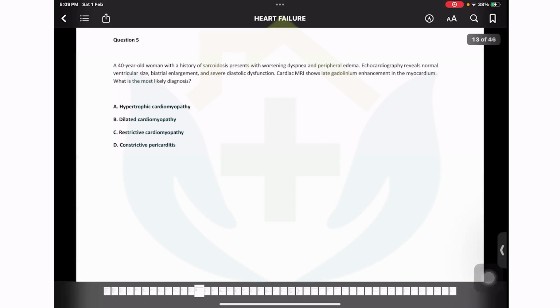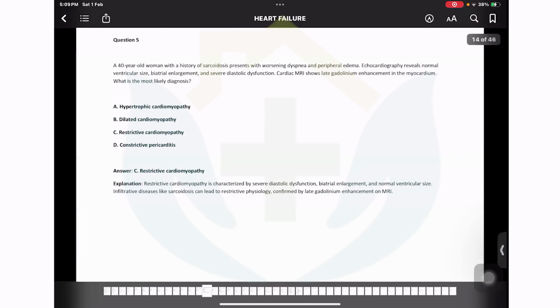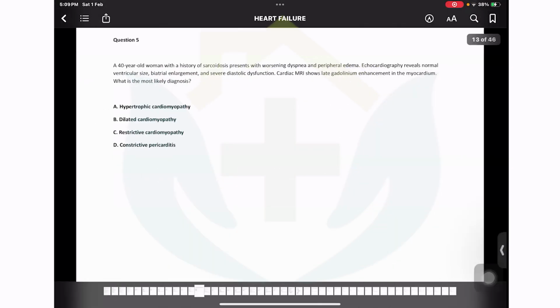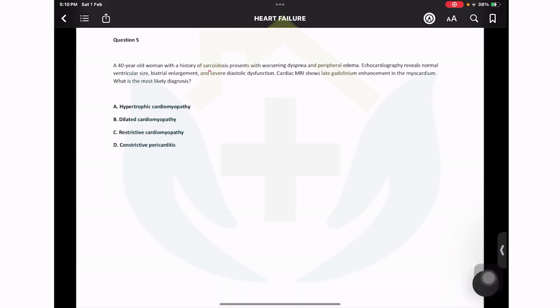Is it restrictive cardiomyopathy? Restrictive cardiomyopathy secondary to sarcoidosis. So if I change this to not sarcoidosis, let us say if I write here rheumatoid arthritis, then it will be constrictive pericarditis, but everything else remains the same.